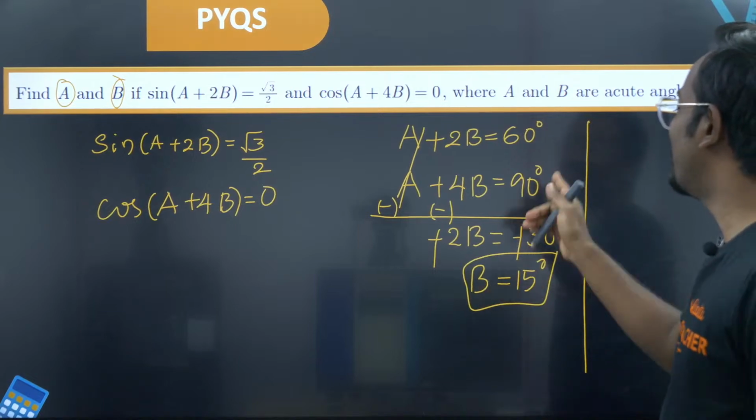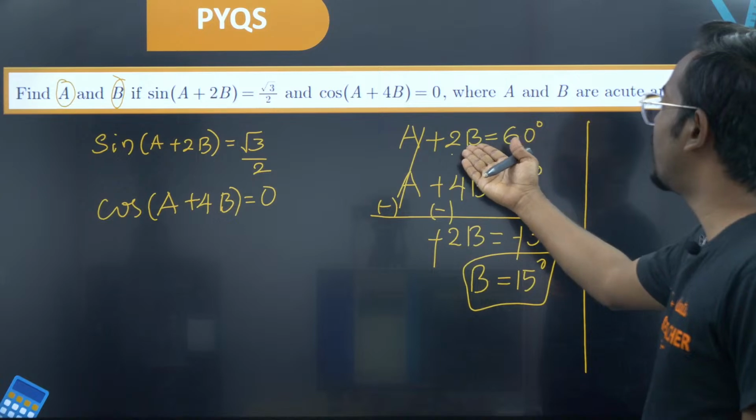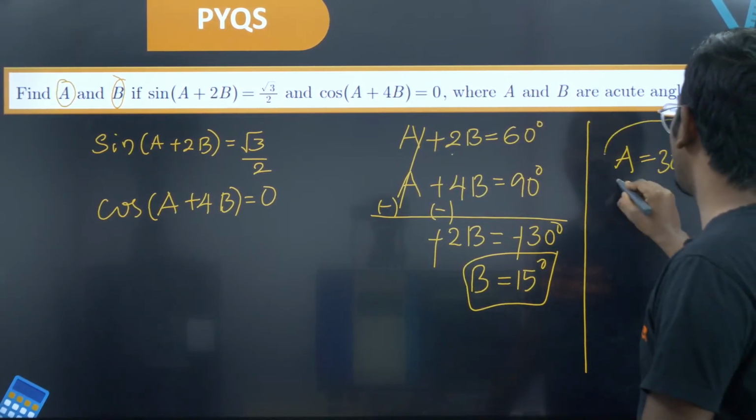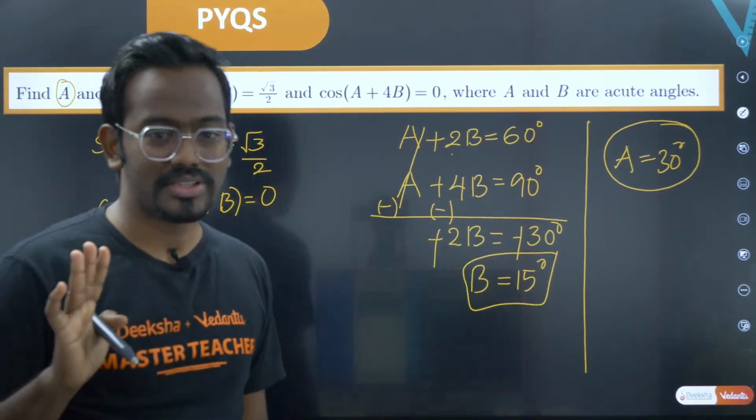Well done. So basically B is 15, substitute B over here. This becomes 2 times 15, that is 30. So A should be equal to 30 again. These types of questions you can expect for 2 or 3 marks. Hope this is clear, everybody.